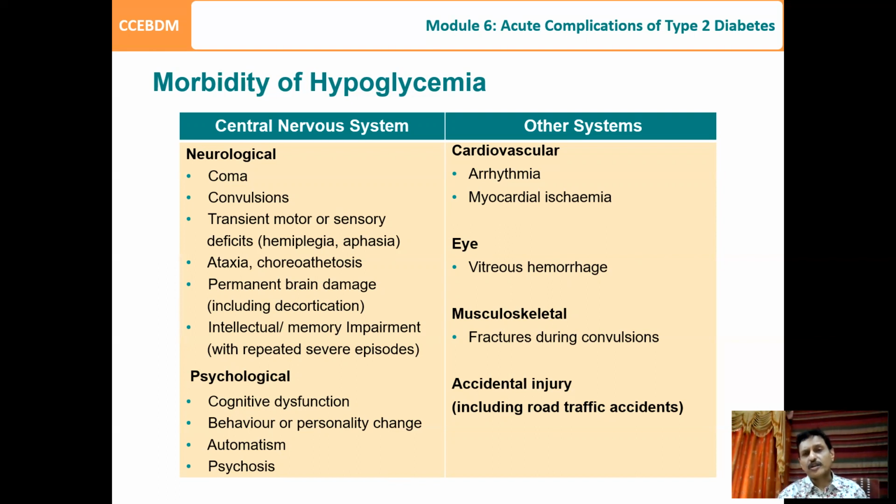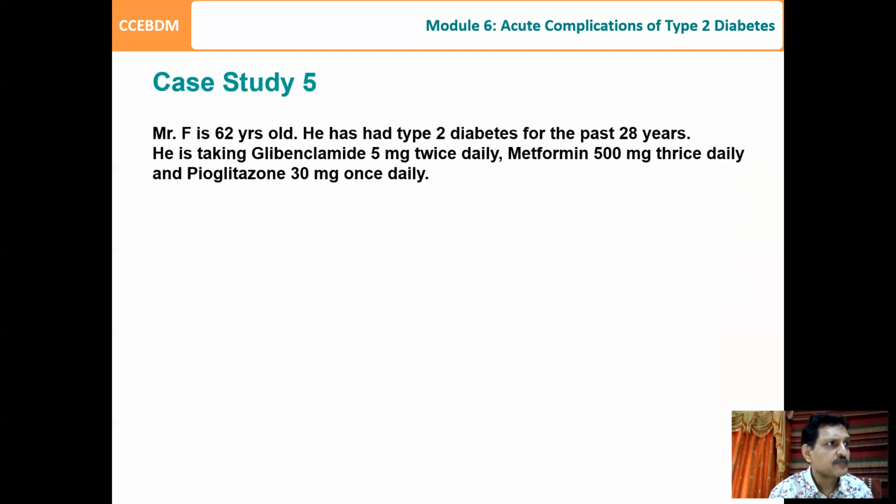Cardiovascular issue is very important because in some of the trials we have found that tight glycemic control was associated with increased mortality, and one explanation for the increased mortality is an increase in cardiovascular events precipitated by hypoglycemia, because in the trials people tried to reduce the blood glucose to a very tight level. So the possibility of vitreous hemorrhage may be there. There may be a fracture during convulsion, and also an accident, which is a very important issue when the patient has hypoglycemia.